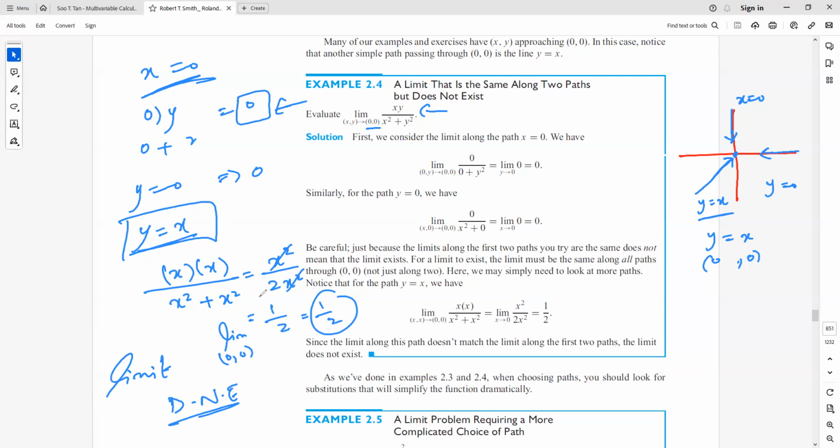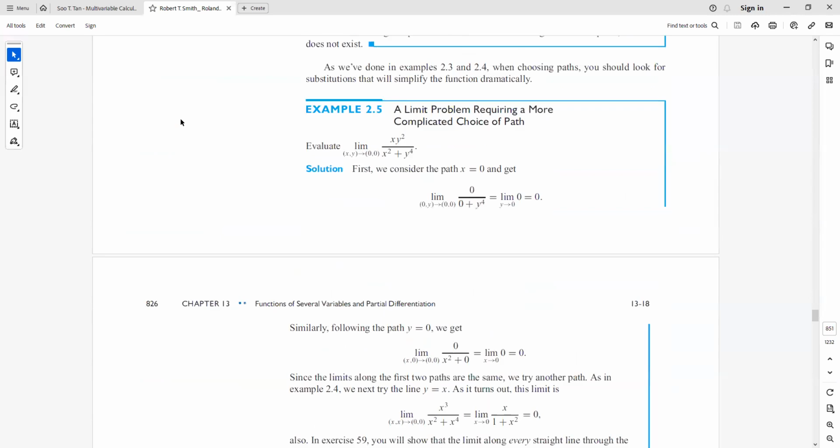We only check from left and right there, right? So if the left hand side and right hand side limits are not equal, we say that the limit doesn't exist. The same is the case here. If the limit from any two paths is different, then we say that the limit does not exist, right? Now let's take more problems.